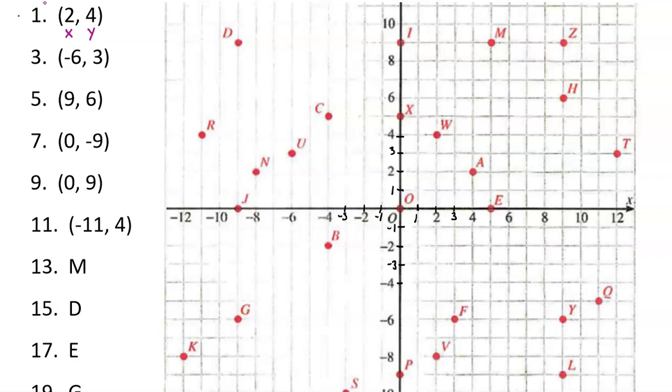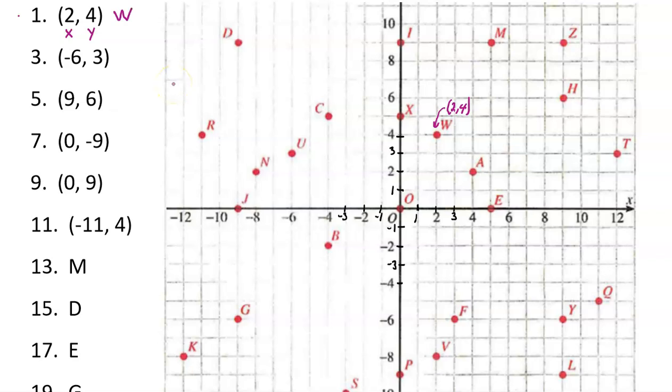So here's where 2, 4 is. Along the x-axis, find 2. So you start in the origin, go along the x-axis over to +2. Then go up 4 units. 1, 2, 3, 4. That's point W. Point W, this spot right here, has the ordered pair 2, 4. So for question 1, it's point W.